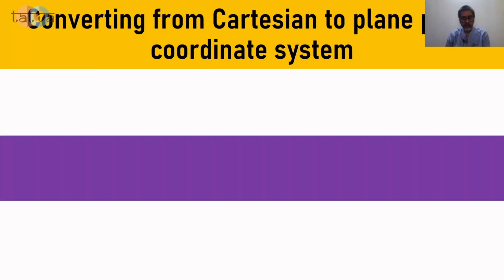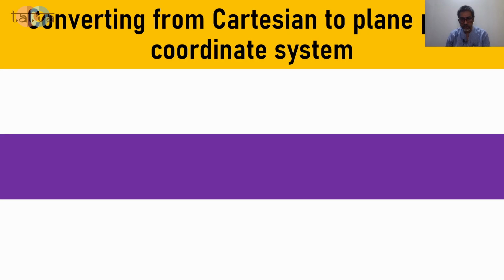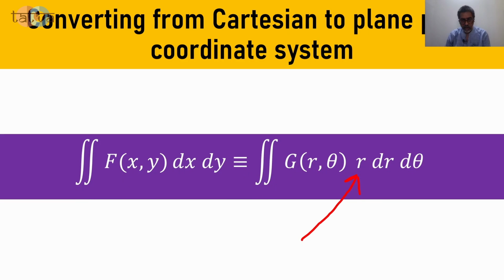How do you convert from the Cartesian to plane polar coordinate system? As already explained earlier, when you take the double integral f of xy dx dy and you decide to convert it into polar, the new variables will be r and theta and the Jacobian is r. So the transformed integral will be double integral g of r theta times r dr d theta. So r dr d theta accounts for the area of the polar rectangle in the polar coordinate system.